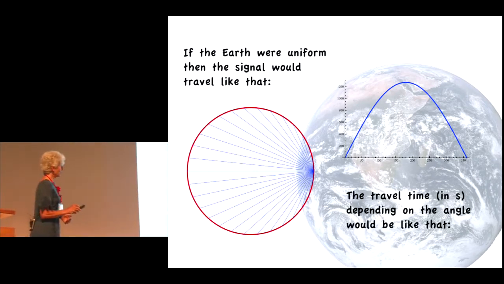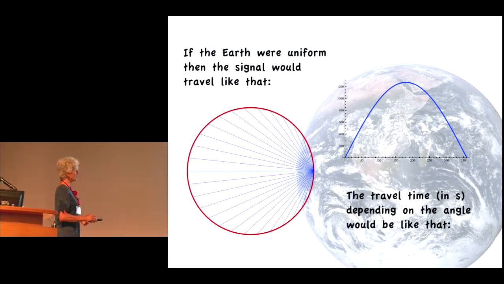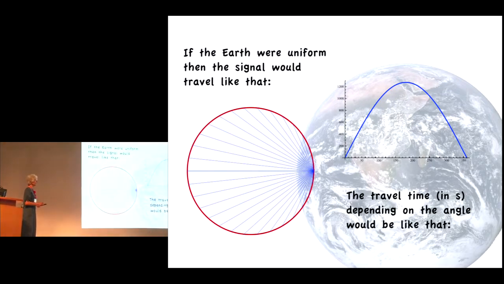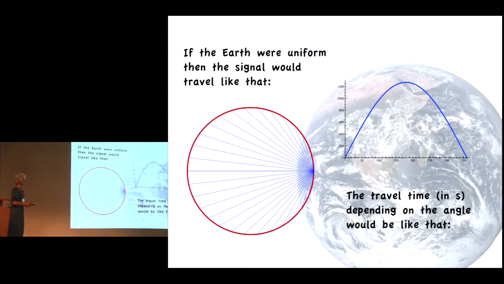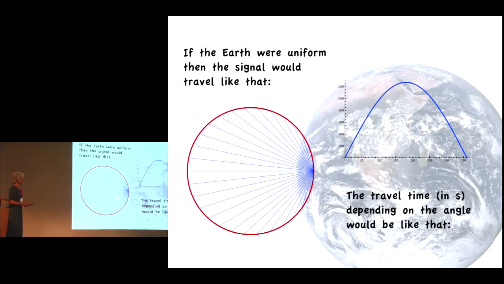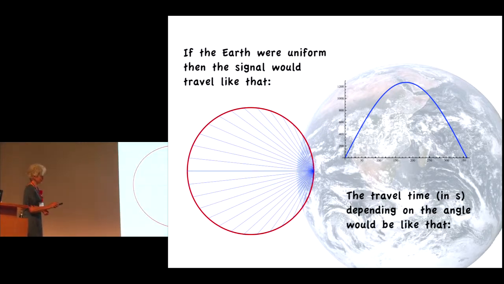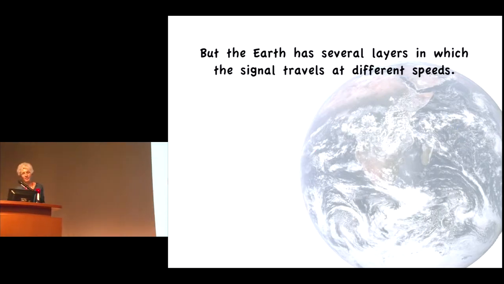So, first hypothesis, suppose this is the Earth. You have an earthquake here. So if the Earth is uniform, then the signal travels like that. And then depending on the angle at the surface, you can say here, okay, the signal arrives exactly, and here it arrives after some delay. So the travel time depends on the angle. This is what we should have if the Earth were uniform.